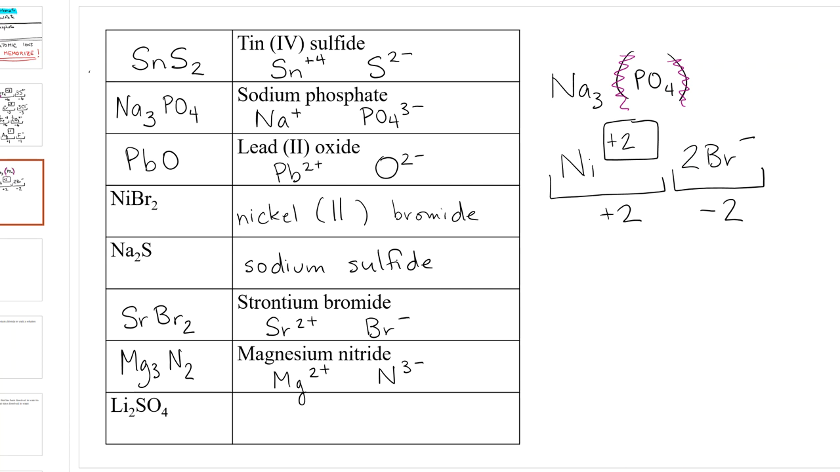Then we have Li2SO4. We're giving it its name. Lithium is not a transition metal, so we don't have to worry about Roman numerals. Then you just have to memorize that SO4 is the polyatomic ion sulfate. So lithium sulfate is the name for that one. Good? I know you guys are like, I don't want to do this anymore.